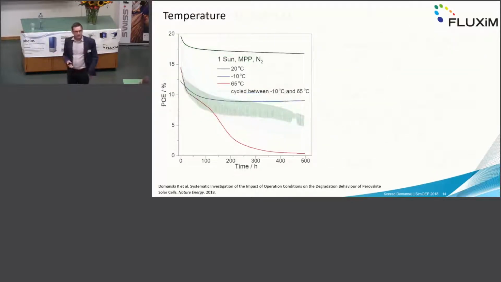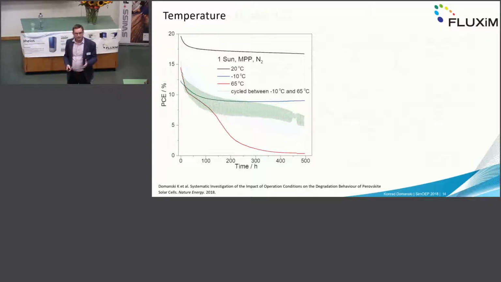Then the next thing we tried was to control the temperature. And again, this is the curve at 20 degrees. This is the same reference curve you already seen. When we cool the device to minus 10 degrees, we lose a lot of efficiency because Spiro, the organic layer, doesn't conduct so well anymore, but the device is stable. When we heat up the device to 65 degrees, again, we lose a lot of efficiency. We lose a lot of open circuit voltage, like in any solar cell. But then the device degrades pretty catastrophically over a short period of time.